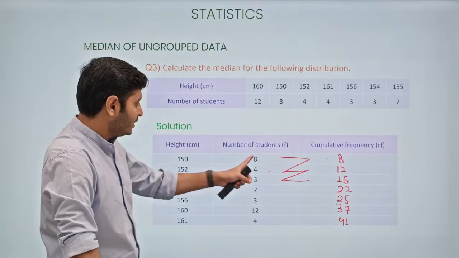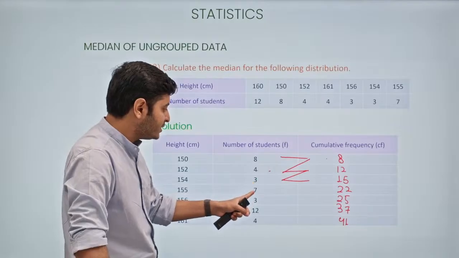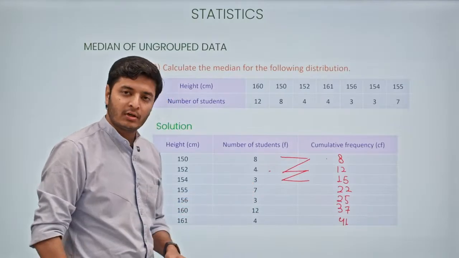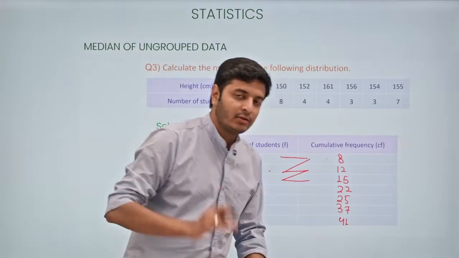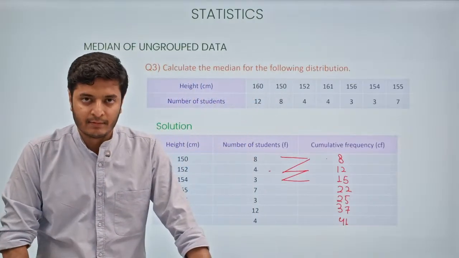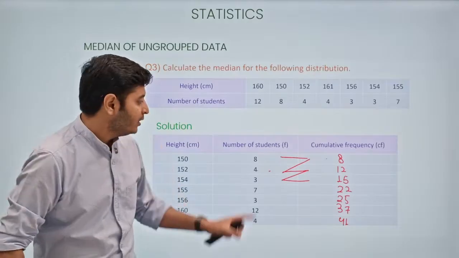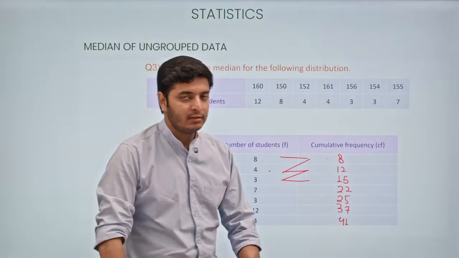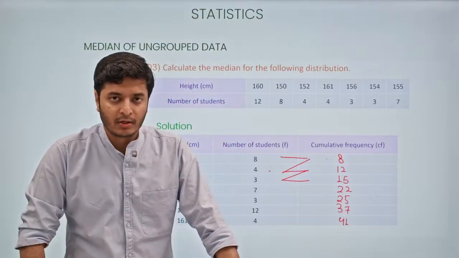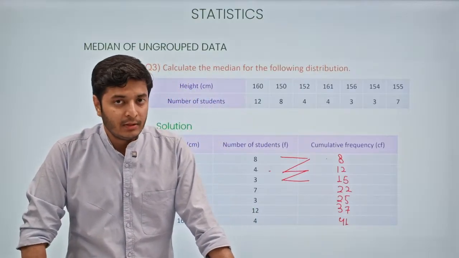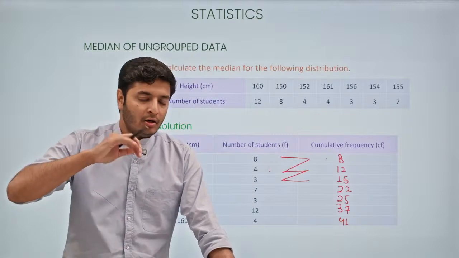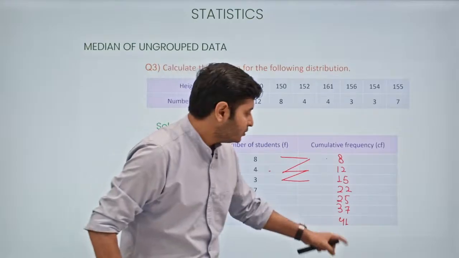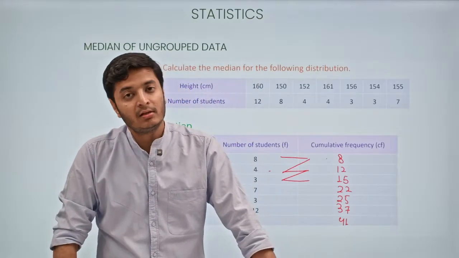Let's see. 8 plus 4, 12 plus 3, 15 plus 7, 22 plus 3, 25 plus 12, 37 plus 4, 41. If they are matching, then you have found the correct CF or cumulative frequencies. Now, what to do now? Now you are having the total number of frequencies, that is 41. And as we know that the middlemost value will always be in the middle only, na? So out of 41, what is the middle observation?